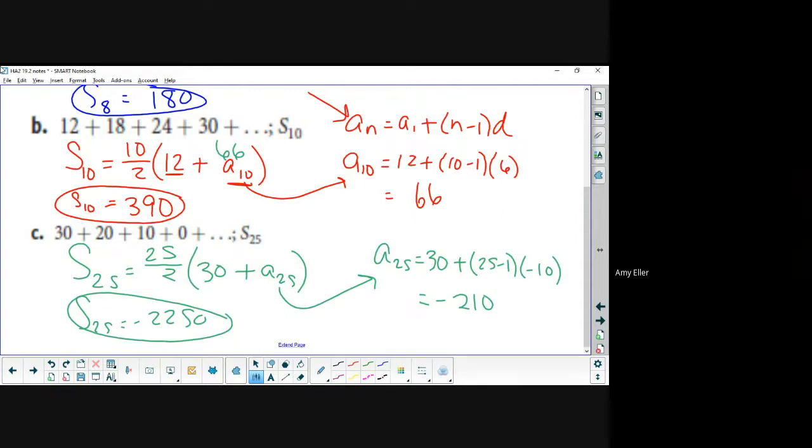So I've done n over 2, 25 over 2. My first term is 30. My last term is the 25th term, which I don't know. So I'm calculating my 25th term by doing the first term plus n minus 1 times d. My difference, I'm going down by 10, subtracting 10 every time. That negative 210 goes in here. You just put add a negative or just minus.